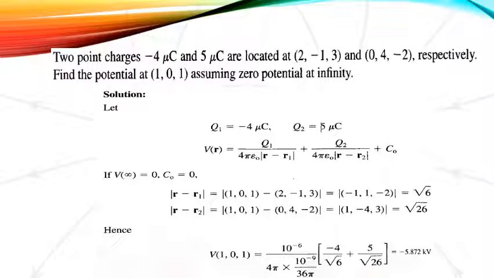Now substitute the values of R minus R1, R minus R2, and Q1, Q2. You obtain the potential as 10 power minus 6 divided by 4 pi into 10 power minus 9 by 36 pi, into minus 4 by root 6 plus 5 by root 26. You have the value as minus 5.872. This is direct substitution. We directly substitute the values of the charges and the distances, and you obtain the required potential.